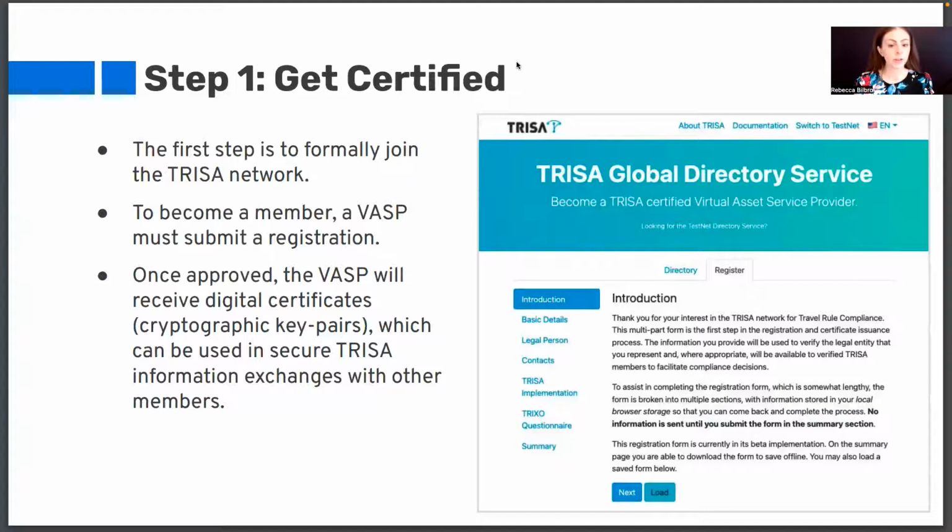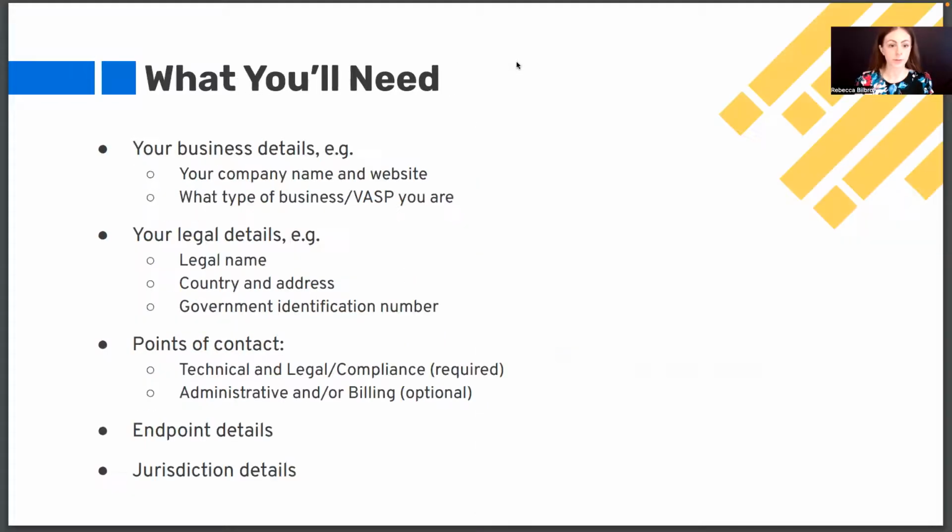The first step is to join the TRISA network. To become a member, a VASP must submit a registration. Once approved, the VASP will receive digital certificates, which are cryptographic key pairs that should be used in secure TRISA information exchanges with other members.